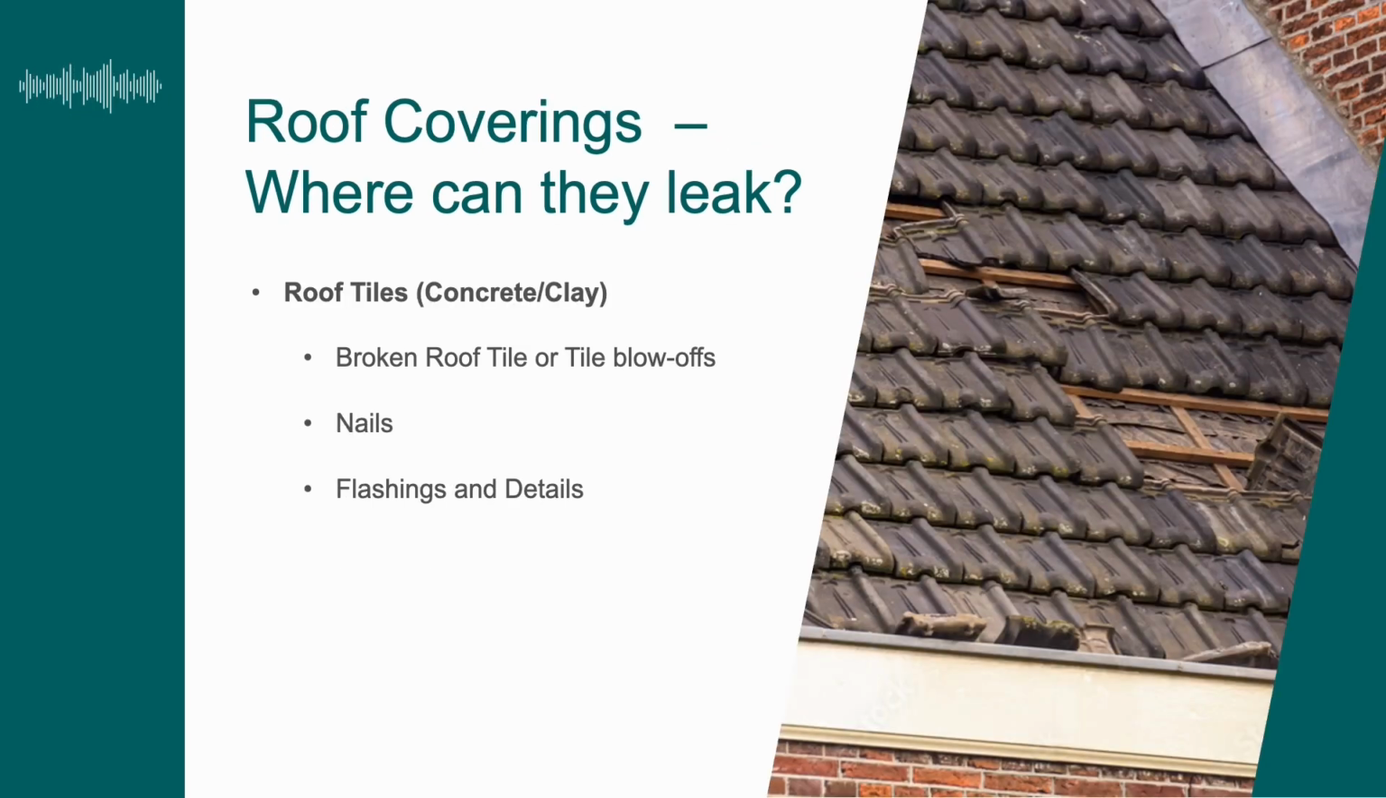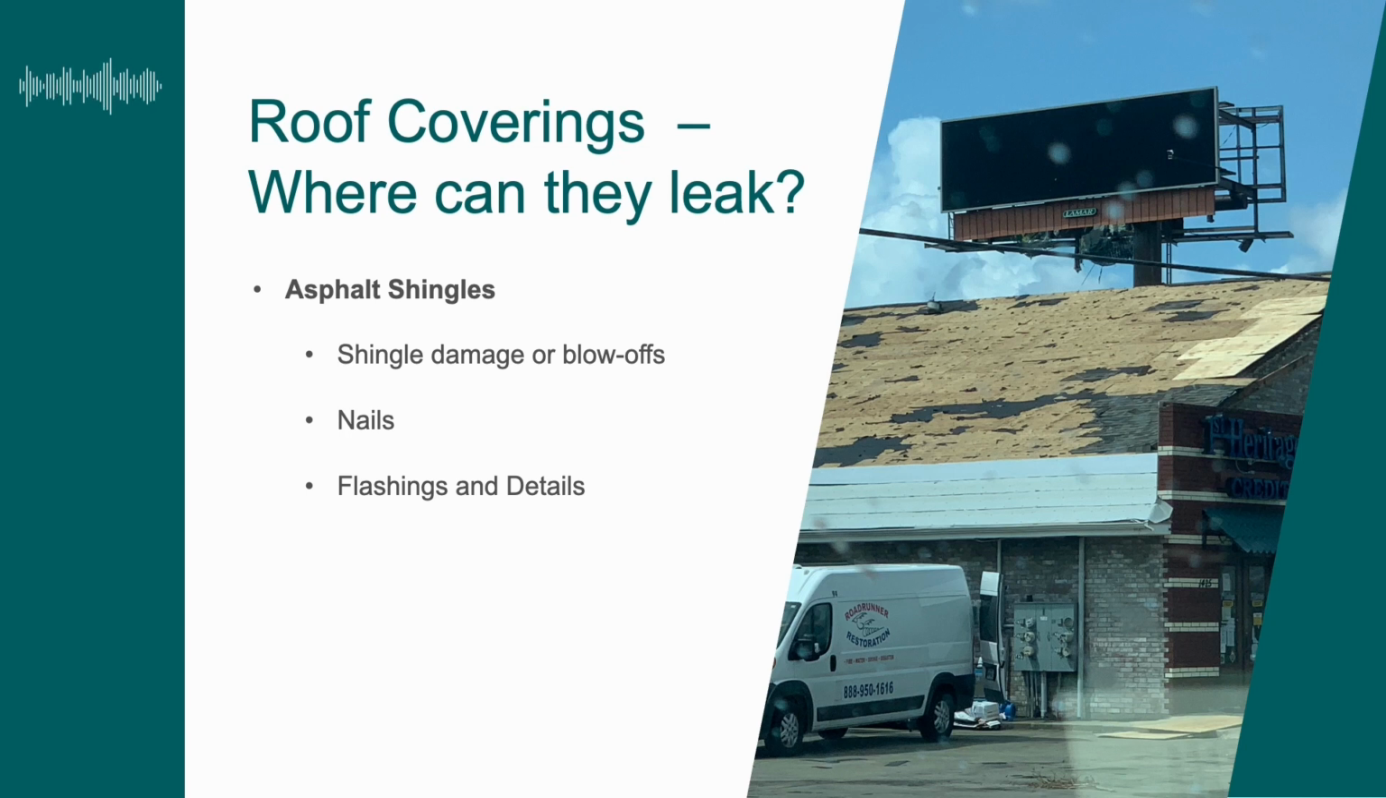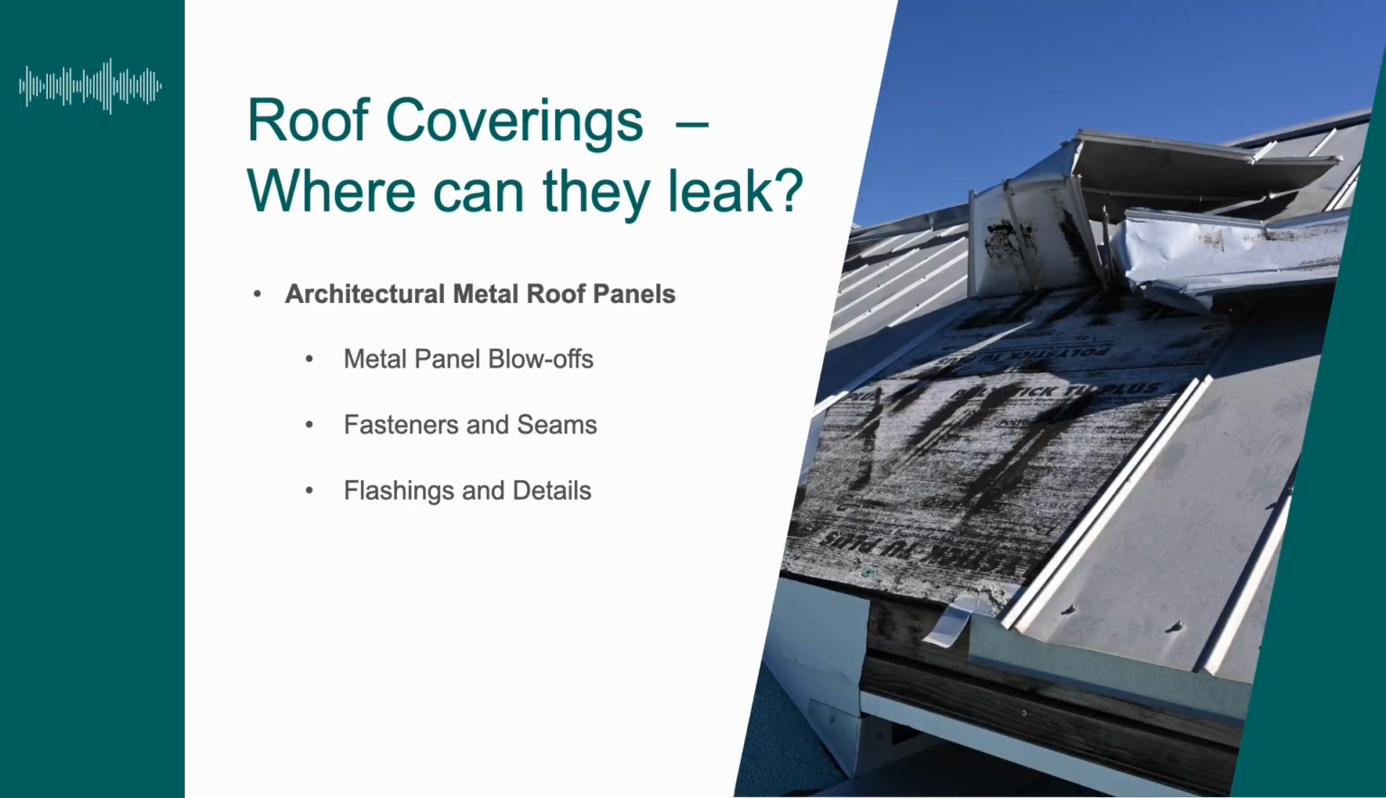Where can they leak? Very commonly with roof tiles, your concrete and clay tiles, broken tiles or tile blow-offs can cause leaks. Again, the nails and flashing details are always consequential. With your asphalt shingles, we see shingle damage from blow-offs, from nails, from hail, and again, from our flashing and details. Architectural roof metal panels can also blow off. Fasteners work themselves loose, seams break loose, and again, the flashing and details.